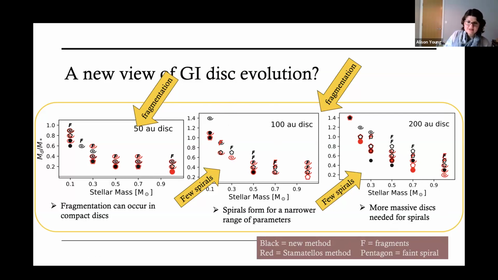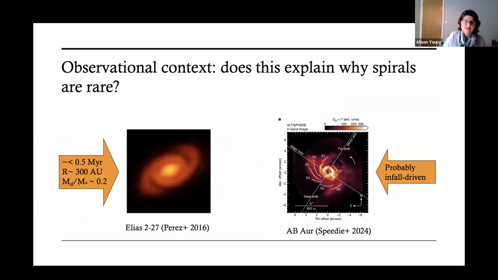It's key, I think, that we see spirals forming for a much narrower range of parameters. And this could explain why spirals are so rare. We have got a couple of examples of spirals that we think are very likely driven by GI, and here's some that are probably familiar to you. And these are probably infall driven, and they're also a bit older. So these aren't the youngest disks. These are much older and probably have had more mass added later, which might be driving that instability.